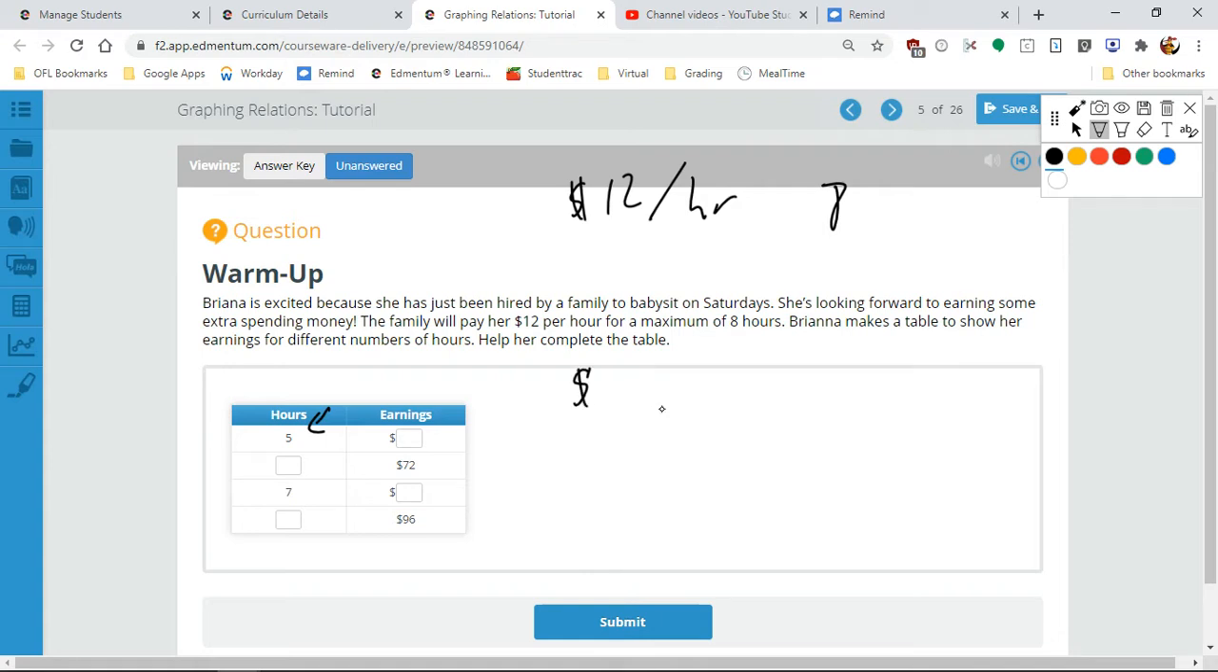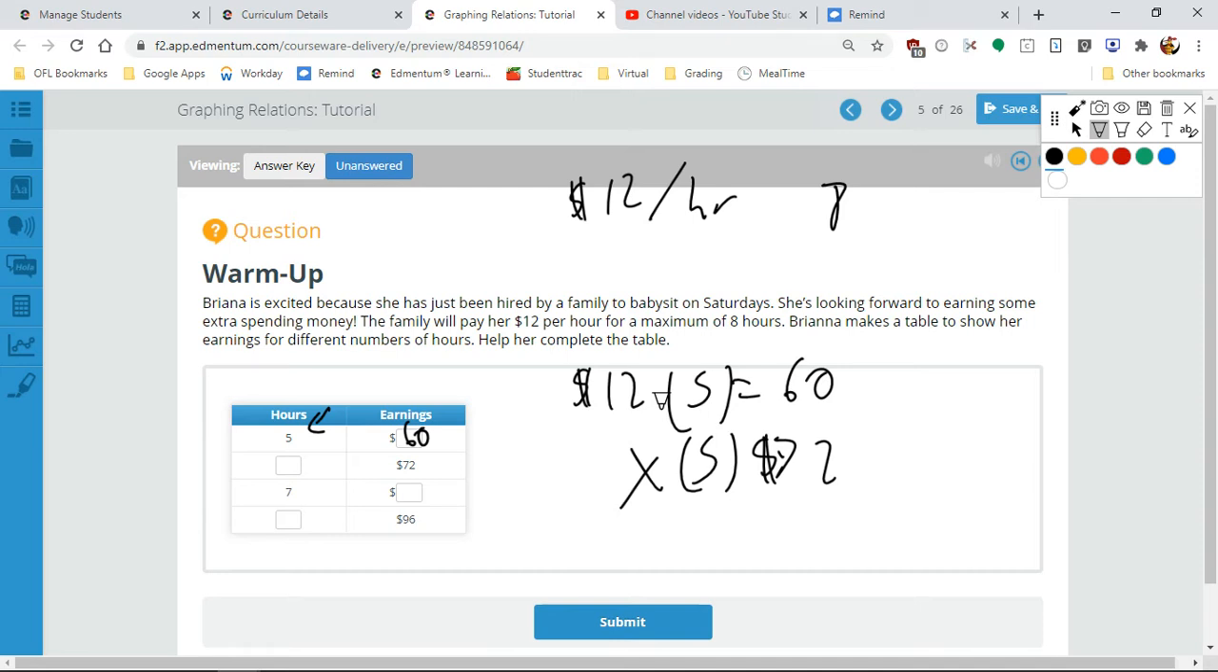Well, we're going to have to do 12 times 5, right? And that's going to give us 60. But this other one is going to tell us 72. How many hours did she work? That's when we put a little variable here. Let me change these. I don't like how I'm using the crosses. It's going to be x times 12 equals 72, so we would have to divide by 12.